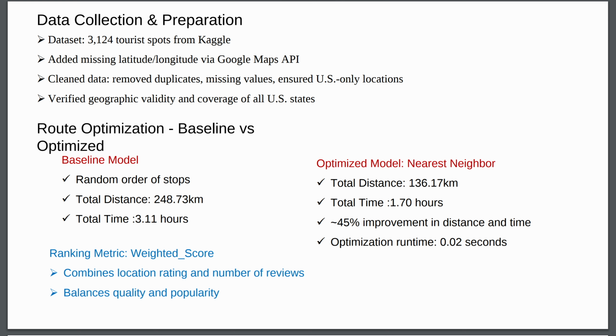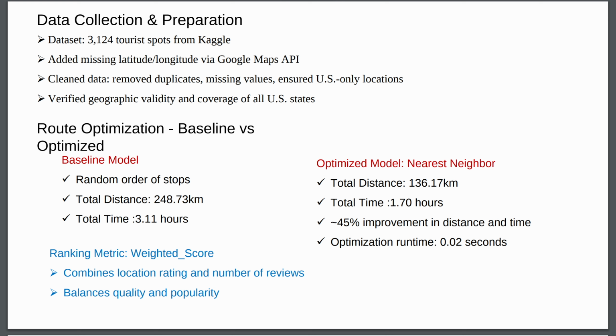The second stage was to develop an efficient sightseeing road trip route covering a selected number of top-rated tourist spots, visiting each location once while minimizing total travel distance. The process began by creating a baseline model that randomly ordered the destinations. The total distance and estimated driving time of this random route were compared to establish a performance benchmark.